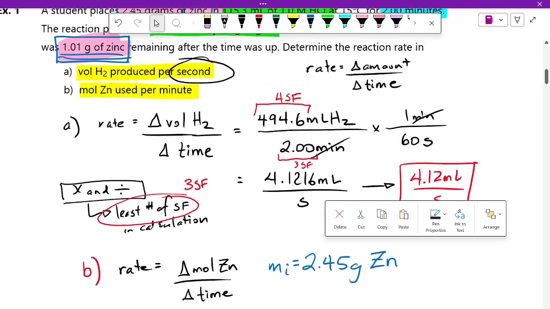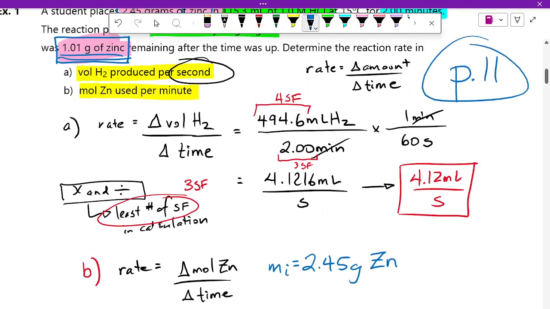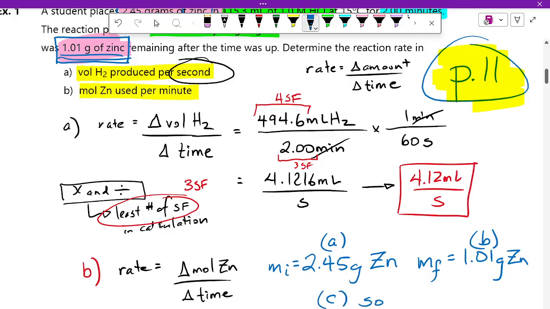And this is on page 11 if you missed that. So our final mass is 1.01 grams of zinc. So if we are asked to find the rate in moles of zinc used per minute, is the moles of zinc used A, 2.45 grams? Is it B, 1.01 grams? Or is it C, something else?